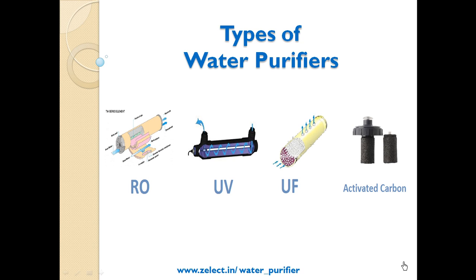Welcome to the select video buying guide for deciding on the types of water purifiers. Basically, there are four types of water purifiers we are discussing in this video. One is RO, the second is UV, the third is UF, and the fourth is activated carbon.